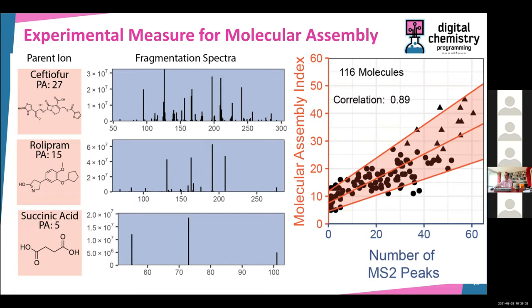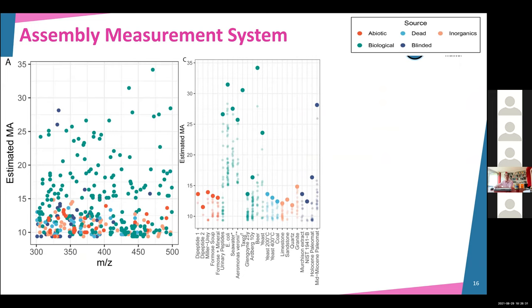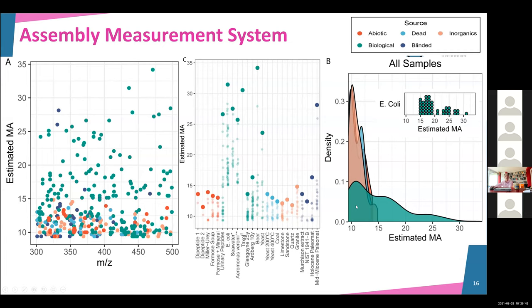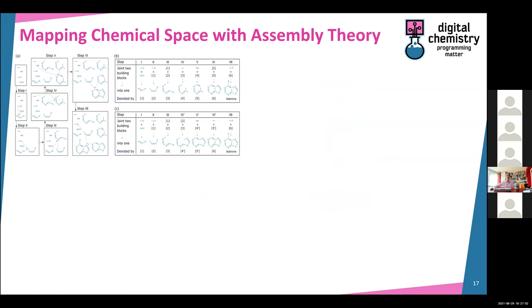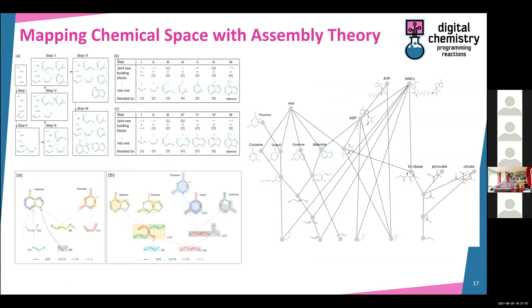We've also done this through infrared, and we made an assembly measurement system by taking a load of samples from the laboratory and around the world and from outer space. And to cut a long story short, we were able to show that molecules that come from life have a very large assembly number above this threshold of 15, as I talked about earlier. So this is really exciting, because it says that we have a detection system that allows us to really look for chemicals. And then we can also map chemical space mathematically using assembly theory, such as the molecules you would find in biology. Okay, so that's the first part of the talk.